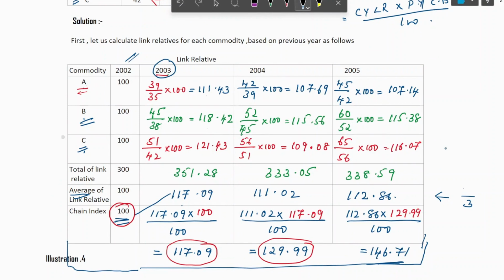You can write the answer directly, but in the examination it is better to write the calculation here, because you need to recheck it. In case any one value is wrong, then the entire answer is going to be wrong. Therefore, you have to recheck that you have placed the proper values, current year divided by previous year. Therefore, always write it this way and calculate it.